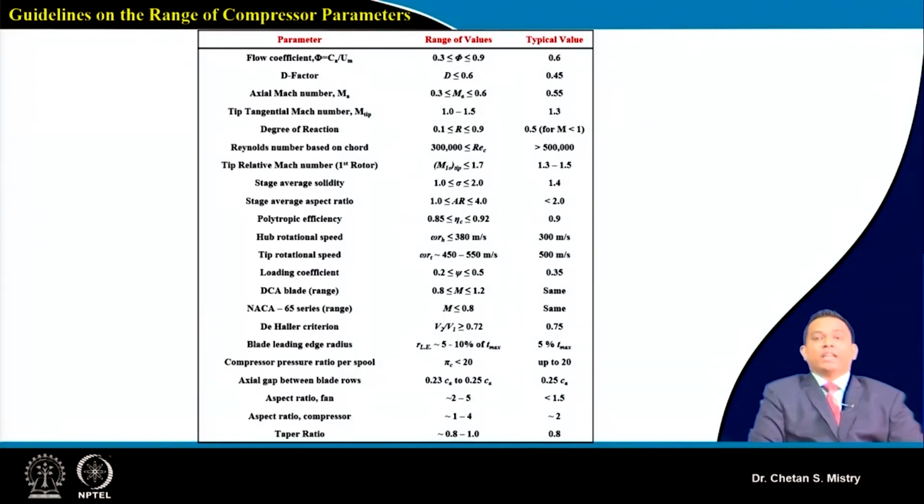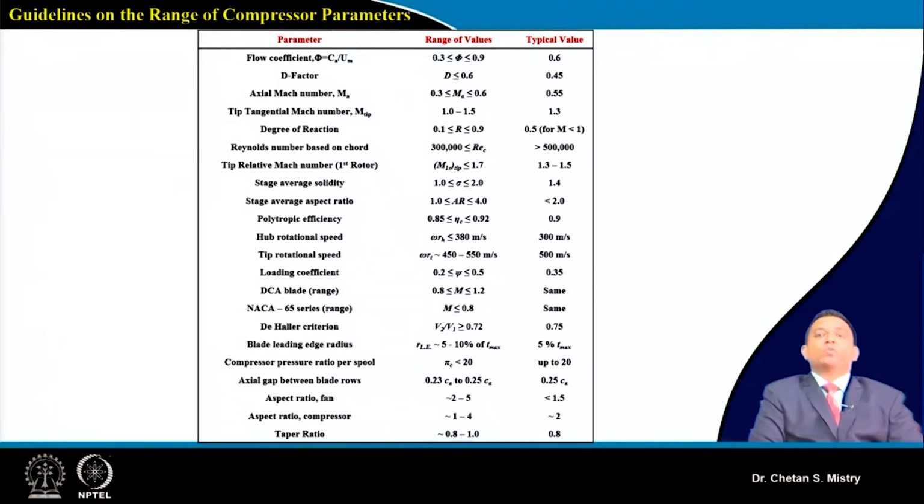We have discussed that for the middle stage we consider 92%, for the initial stage 85%, and for later stages we assume 88%. So that is what we need to take care of. The loading coefficient needs to be in the range of 0.2 to 0.5. Preferably, if you go with 0.35, it is okay. Now for a DC aerofoil, when we are using it, our Mach number is in the range of 0.8 to 1.2.